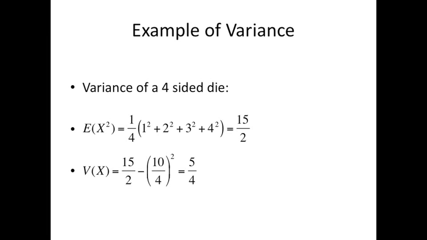Then you have 15/2 minus (10/4) squared. Now 10/4 comes from if you calculated E of X and you didn't have the squares, so you just do 1/4 times 1 plus 2 plus 3 plus 4, and that would get you 10/4, squared. And then your variance would be 5/4.